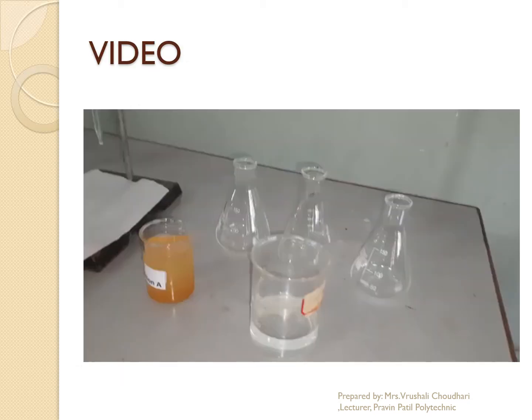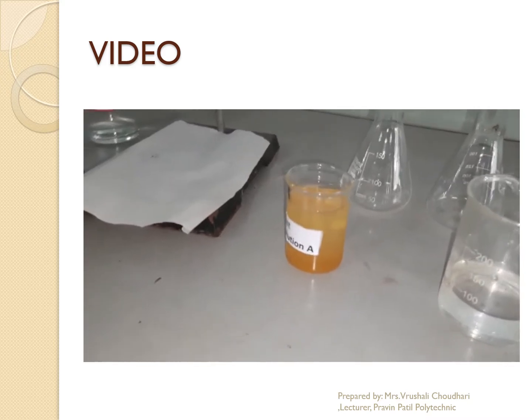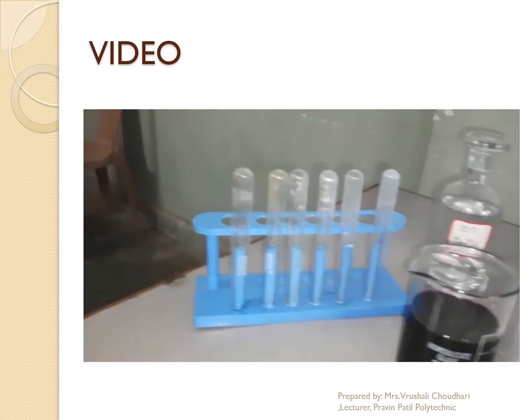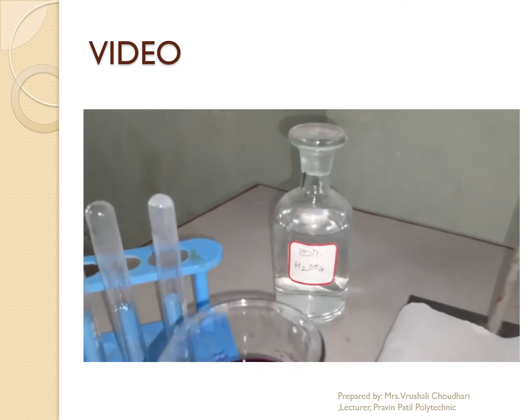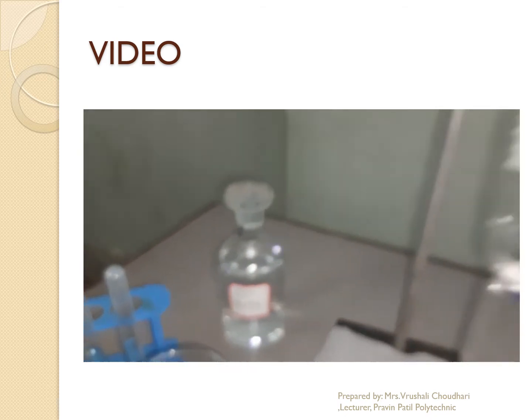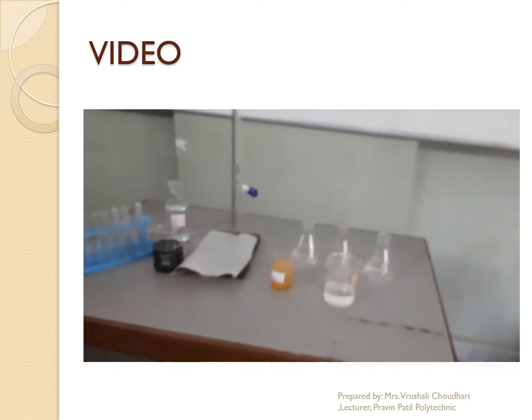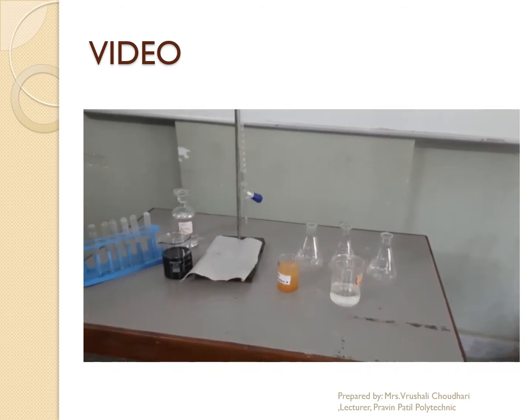These are the chemicals and glassware required for today's experiment. What are they? We require dilute H2SO4. This is the glass burette. This is the KMnO4 solution, the sample solution, water for rinsing and washing. These are the conical flasks.